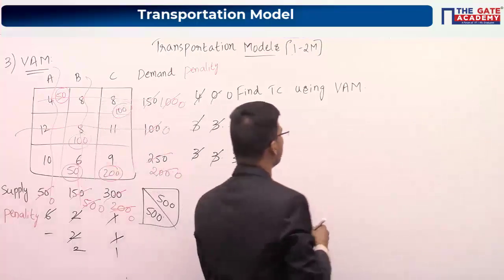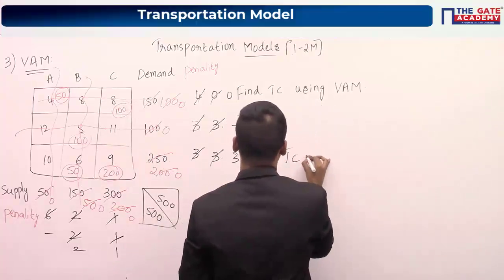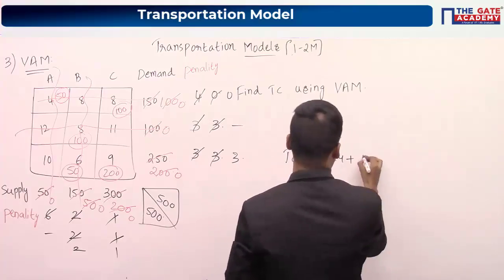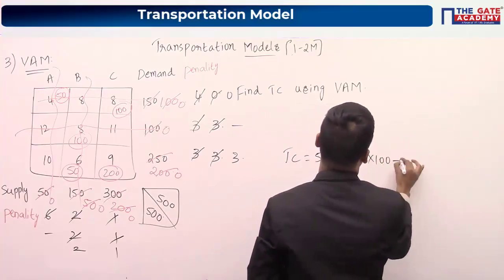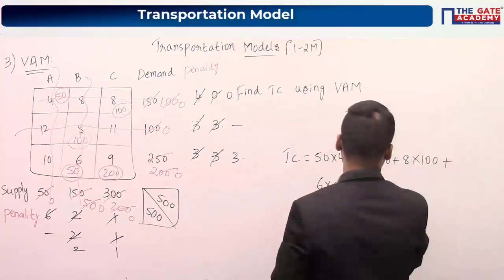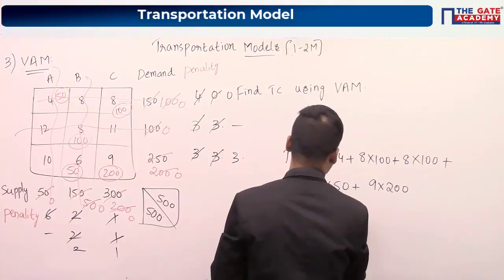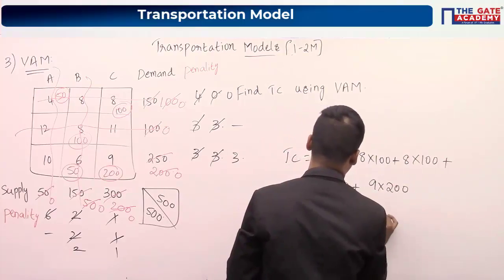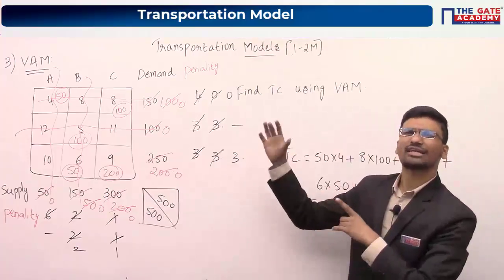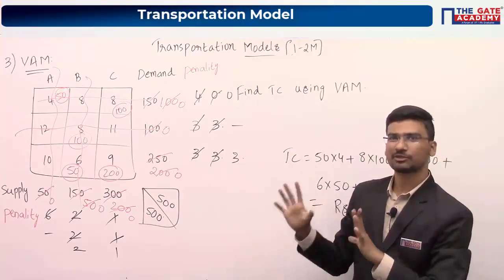So calculate the total cost. Your total cost will be 50 into 4 plus 8 into 100 plus 8 into 100, plus 9 into 200. So I think you will get rupees 3,900. Fine. So after each and every step, you have to recalculate the penalties. So what is the procedure?